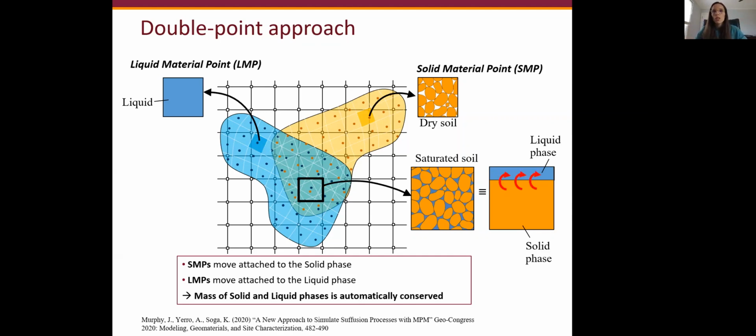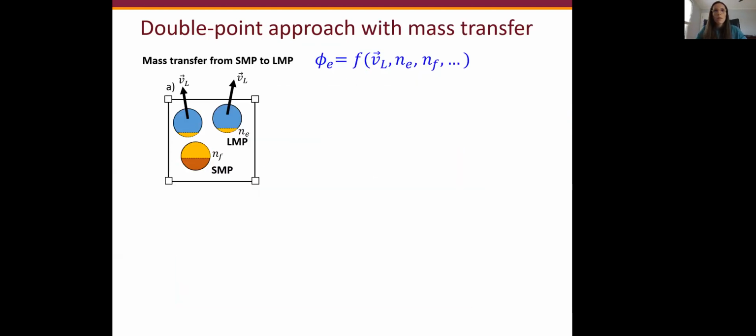In this presentation, I'm also using a recent advancement of this formulation that accounts for mass exchange from the solid phase to the liquid phase. One important aspect of the double point approach is that the erosion law is evaluated only at the solid material points. Contrary to the single point approach, where all material points carry all the information, in the double point approach the solid material points only carry information from the solid. However, the erosion law, presented here very generally in this equation, can depend on variables that are stored only in the liquid material points. So we need some transfer of information from the liquid material points to the solid material points.